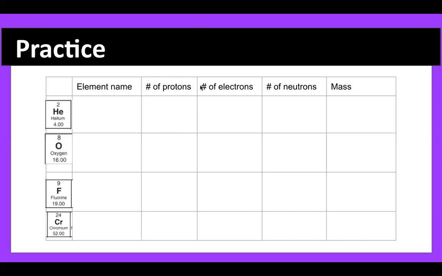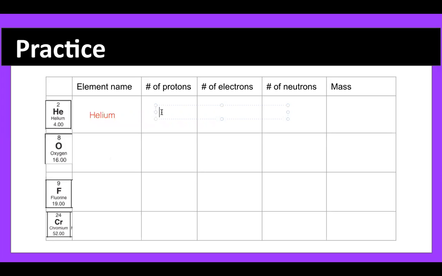Okay, so let's go ahead and try to figure this one out. Again, I highly recommend you pause this video and grab the periodic table to see if you can figure out what is going on here. Hopefully you have started already. The element name will be helium. I'm not going to write the rest of the element names because the name is right there, underneath the symbol in the periodic table.